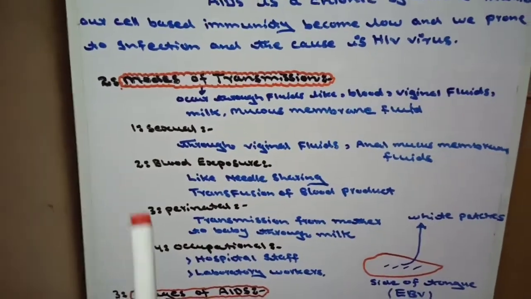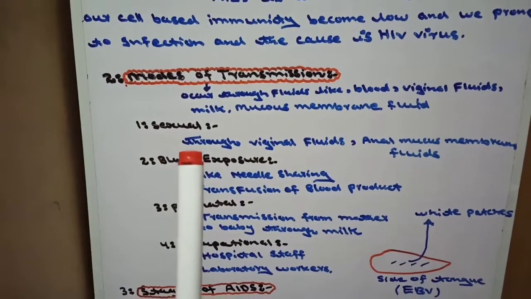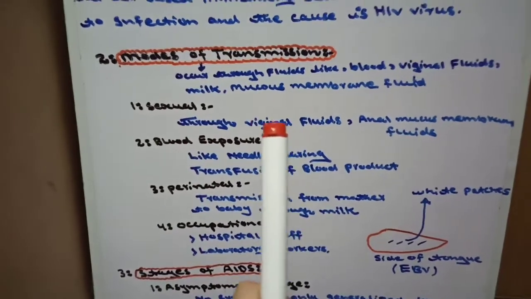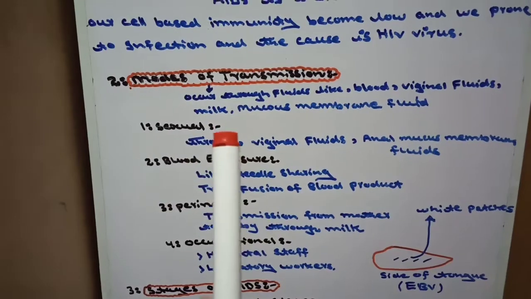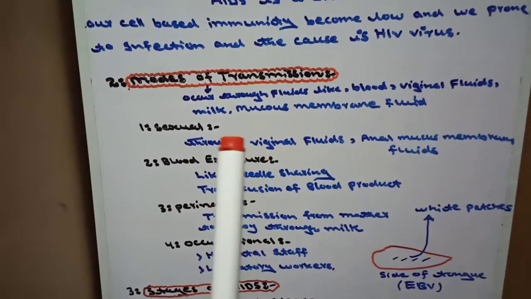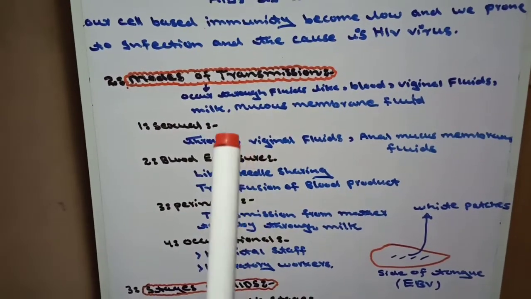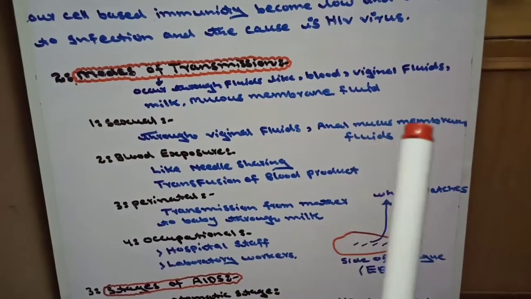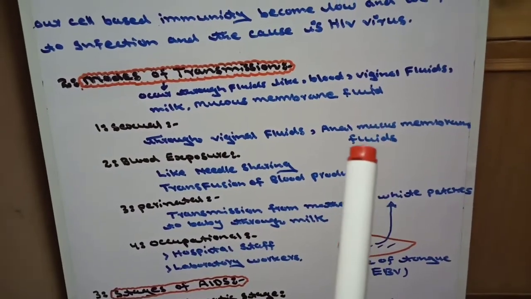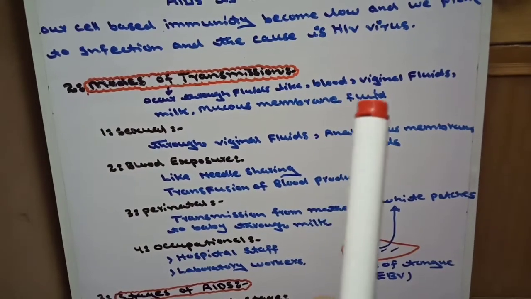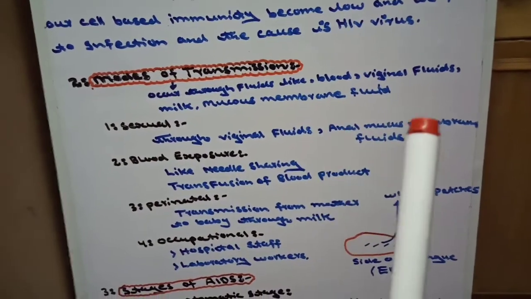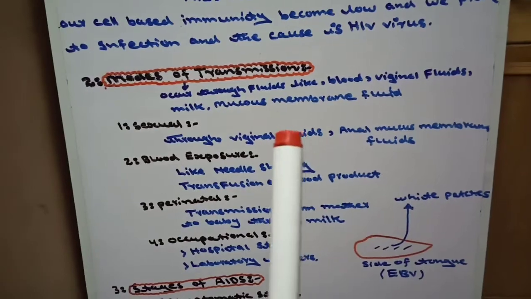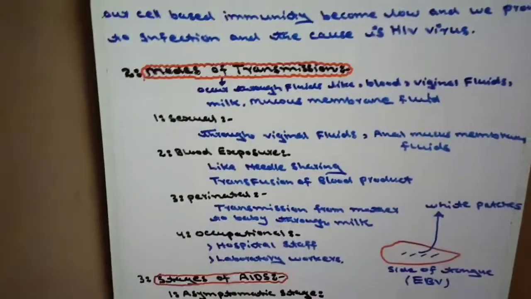First, sexual. In sexual, through vaginal fluid, when male and female doing sex, and second is anal mucous fluids, when male and male doing sex, between male and male, and through vaginal fluid between female and male.